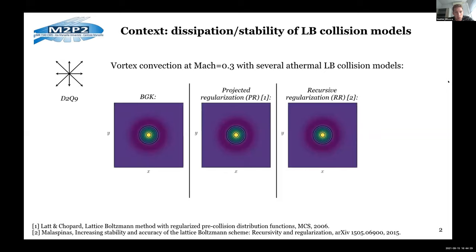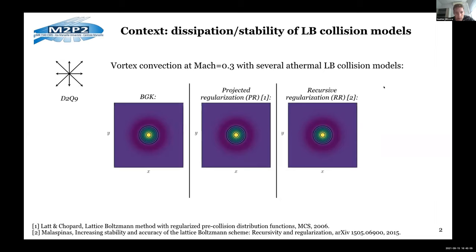So in order to introduce it here, I show you a very common test case, which is a case of vortex convection inside a periodic box with a D2Q9 lattice at a Mach number equal to 0.3, so it's quite a moderate Mach number, and with several athermal lattice Boltzmann collision models. So here I use three models, which are the very common BGK model, the projected regularization by Jonas Latt and Chopard, and the recursive regularization, which is also an advanced collision model by Orestis Malaspinas.